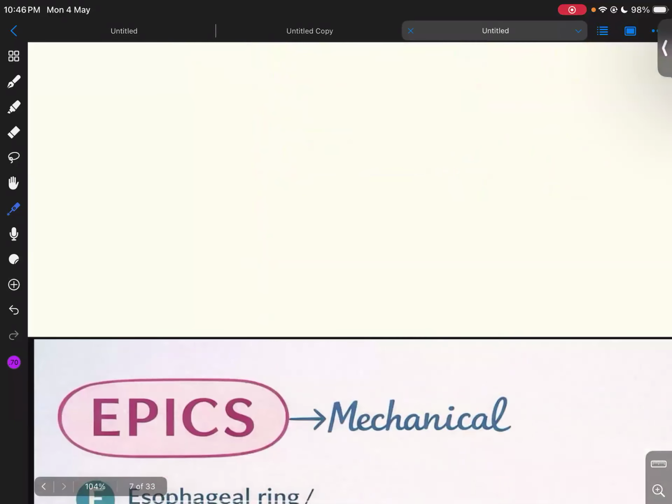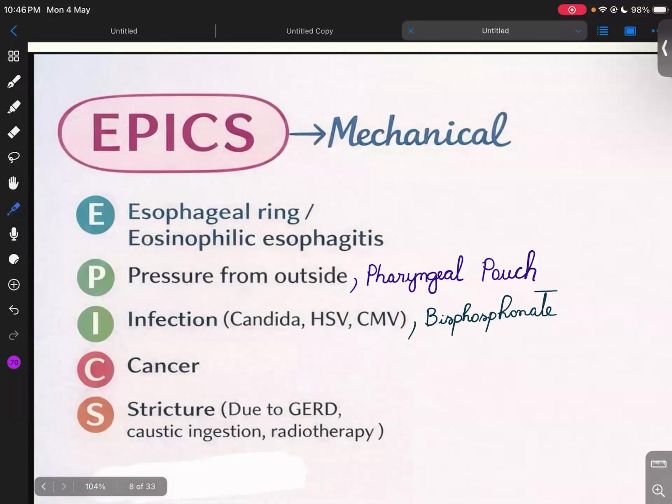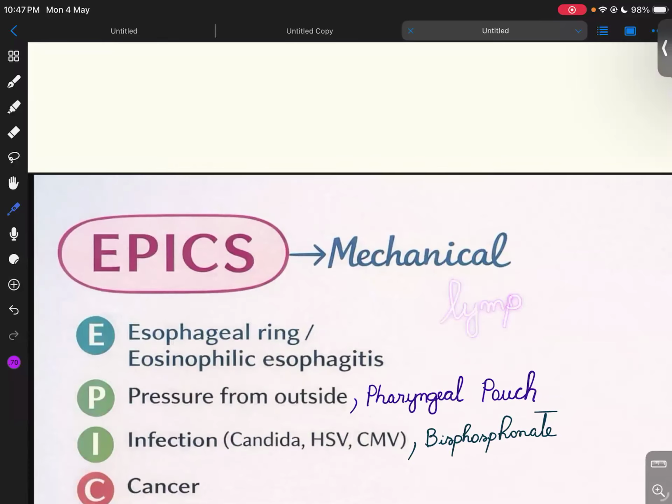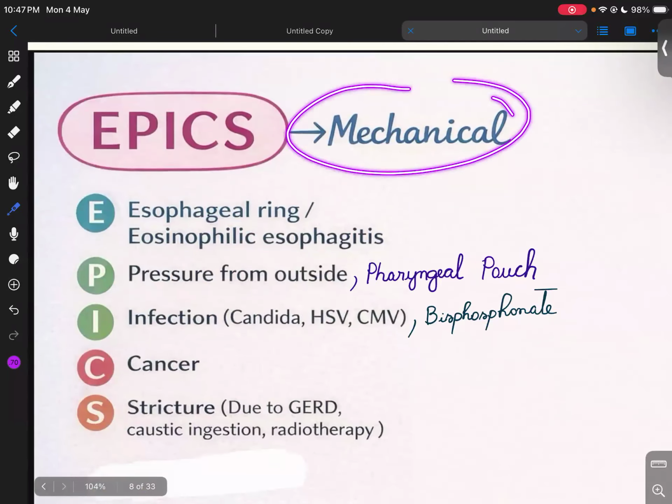Let's go through it in detail. Here, E goes for esophageal ring. Esophageal ring is found in Plummer-Vinson syndrome, that esophageal web. E also goes for eosinophilic esophagitis. So this goes for E. Then P goes for pressure from outside. Suppose anyone is having any lymph node swelling around the esophagus. That lymph node is going to compress the esophagus, resulting in mechanical dysphagia.